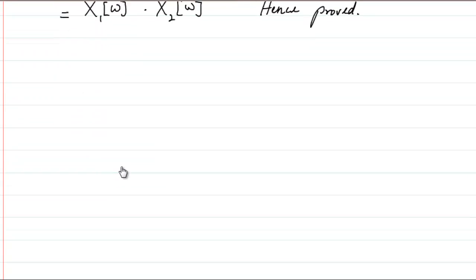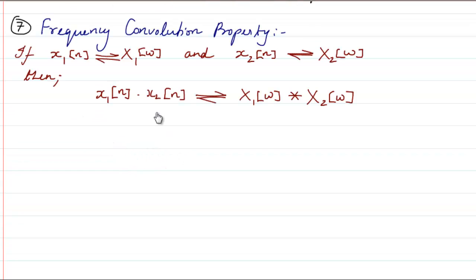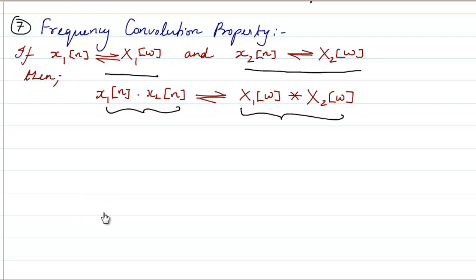Next property. Next is the frequency convolution property, which states that if you are having a function x1 of n whose Fourier transform is given by X1 of omega, and another function whose Fourier transform you know, then the Fourier transform of the multiplication of both the functions will be the convolution of the individual DFTs.